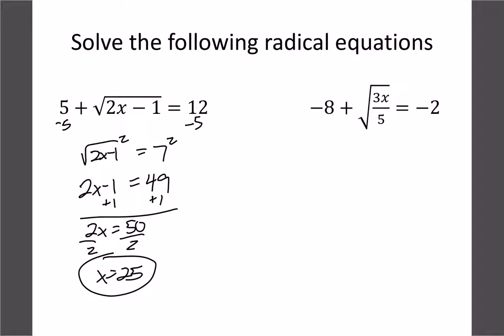And if we plug that back into the original, we can double check. So 2 times 25 is 50, minus 1 is 49. Square root of 49 is 7. 7 plus 5 is 12. So that's a good answer.